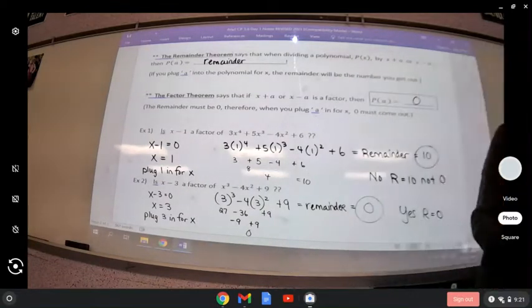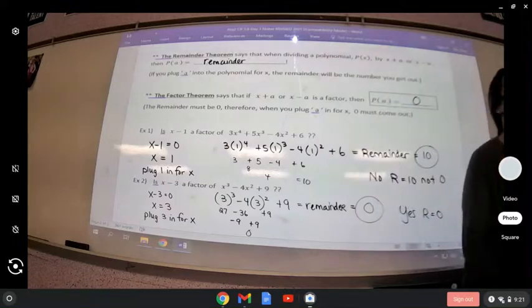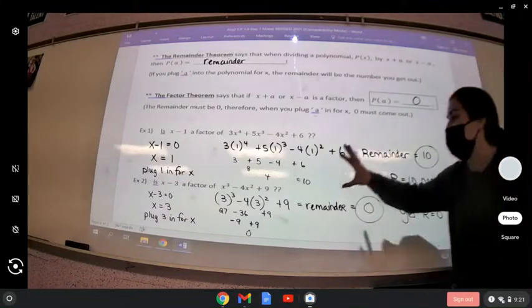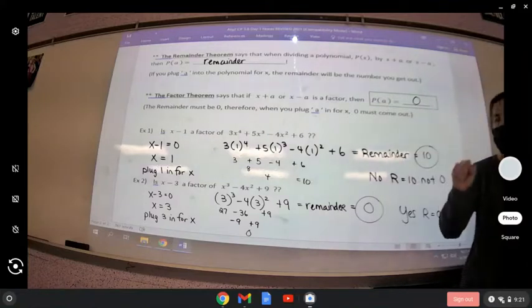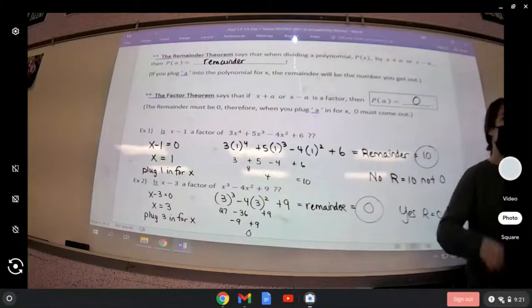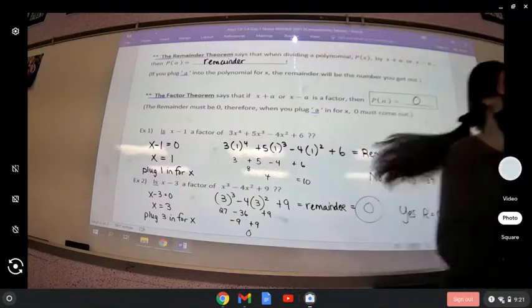So again, if you're sitting here and you're like, what is this lady talking about? All I'm talking about is that you now have another way to find a remainder. Instead of doing division, you can find a remainder by plugging that magic synthetic number in. That's it. All right, so let's do the last example.